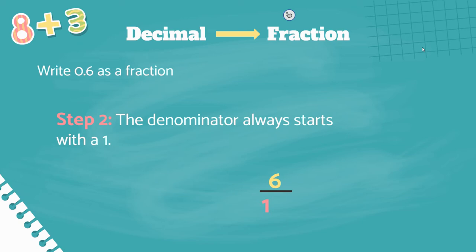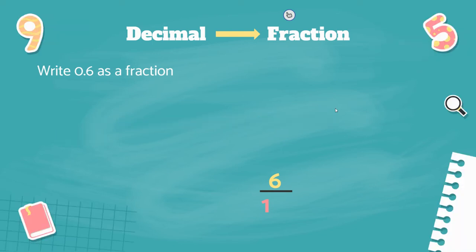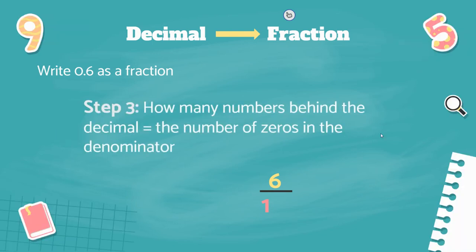So we're not done yet. Our fraction is not 6 over 1. It's just the beginning of our denominator. Step 3 is how we figure out the rest of our denominator. And that is however many numbers that are behind the decimal equals the number of zeros in our denominator. So again, we only have this one number here, this 6. So since we have one digit, we're only going to have 1 zero in our denominator. 10.